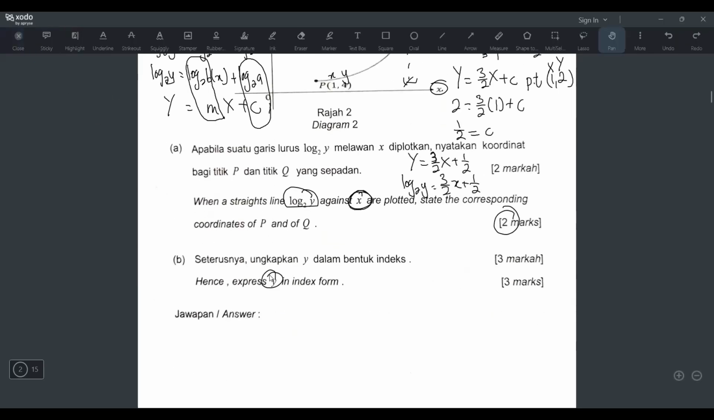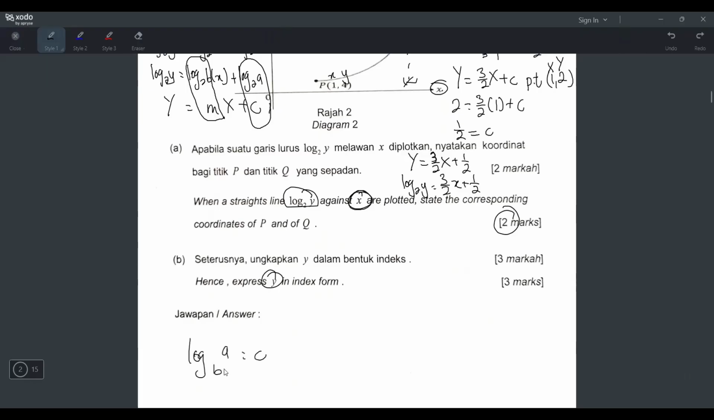Okay, but the soalan asks us to express in index form. It means you don't want to have log. It means you have to do anti-log. And how you do anti-log? Okay, when you have log something base something equals to something, you can perform anti-log. You just pindah the base to the other side, and when you pindah the log base, it becomes the number base, and then the C becomes power. This is how you do anti-log.